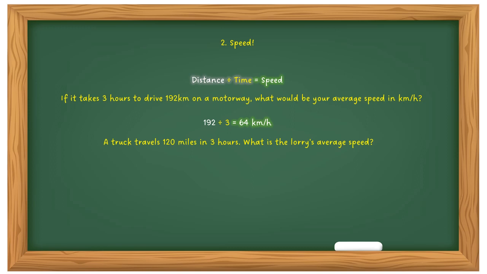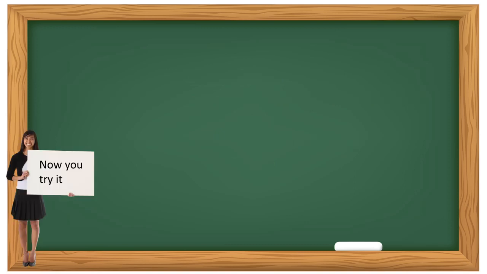A truck travels 120 miles in 3 hours. What is the lorry's average speed? Again, the clue's in the question. 120 divided by 3, and you can see there that he's travelling at 40 kilometers per hour. All you have to do with speed is remember the formula, distance divided by time. Okay, so now you try it.